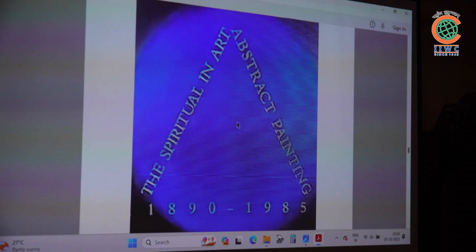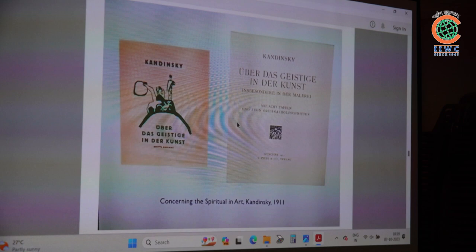The Spiritual in Art, abstract painting, 1890 to 1985. Here Kandinsky was very much inspired by the Theosophists. I have some papers on this, but it would be too much for me to read. I didn't bring them because it's a whole sheet of letters on why he was inspired by the Theosophists and what his ideology was. The Spiritual in Art is something he propounded, and he said how artists react in three different ways and how they evolve, and what the final thing is, how they come into the spiritual aspect of life. I'm not going into too much of that because you can read it. If you want to study further, you can Google The Spiritual in Art, Kandinsky.